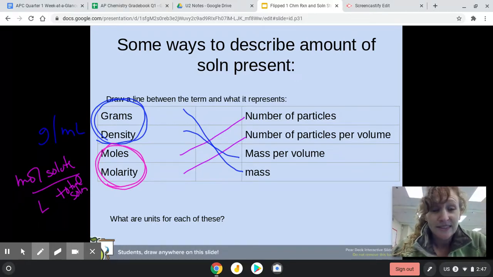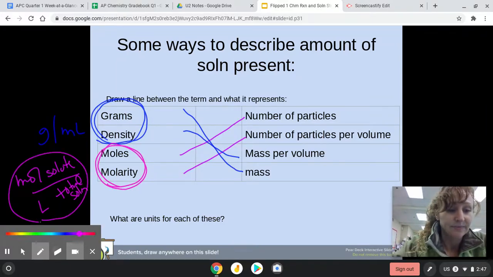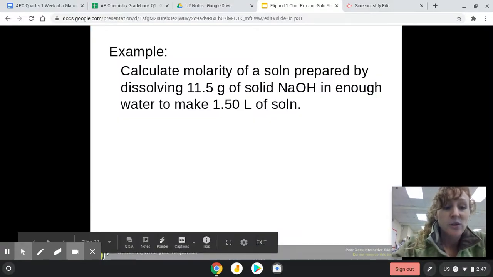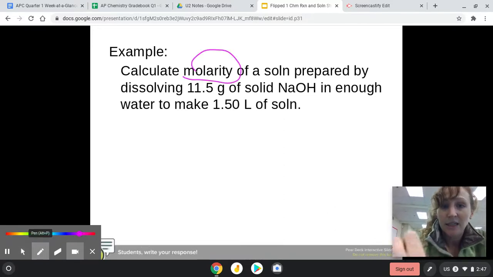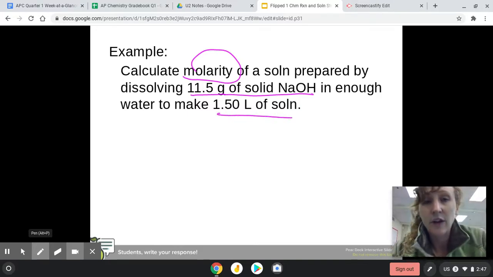So let's move forward and talk about this a little bit. This is a super basic calculate-the-molarity kind of problem. They give you the mass of solid NaOH. They give you the volume of your solution.